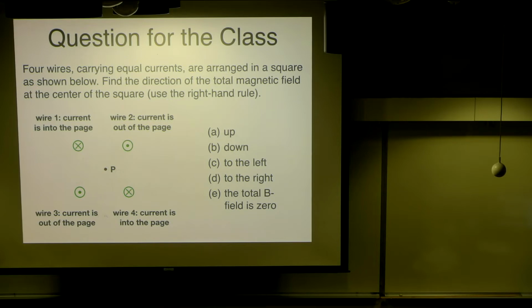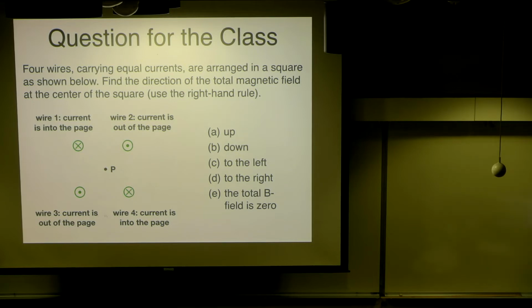All right, let's put this one to a vote. You have to vote. Who says it's up? Down, left, right? 0? There you go. Yeah, 0.